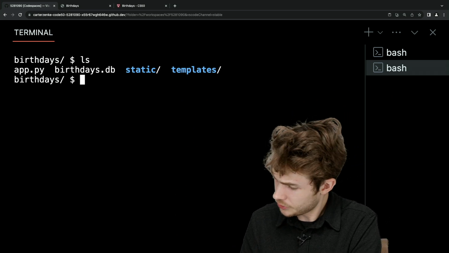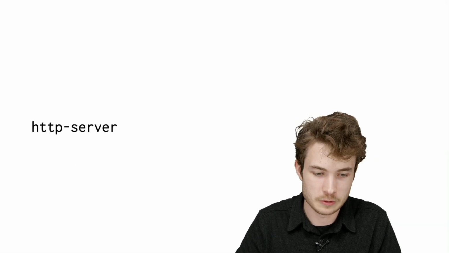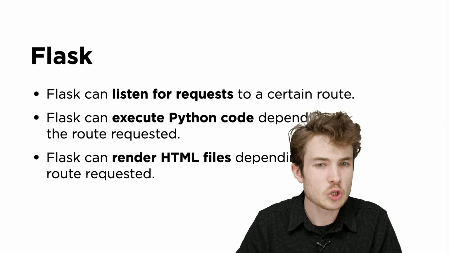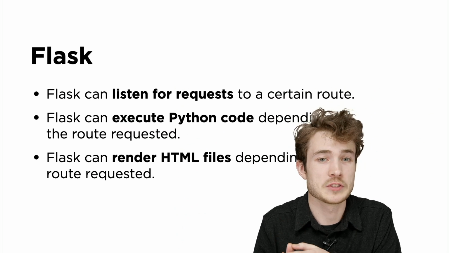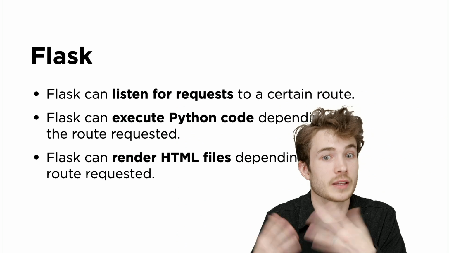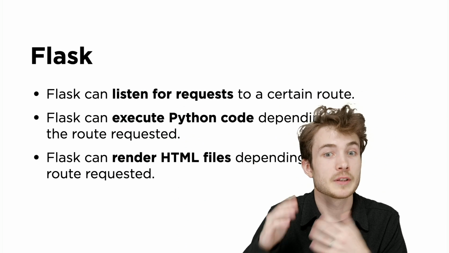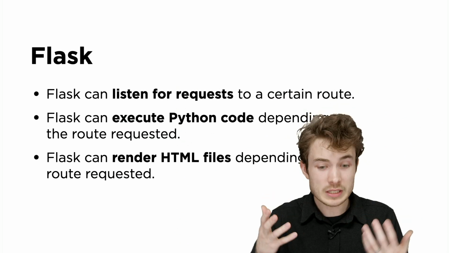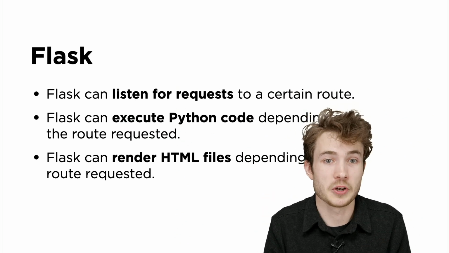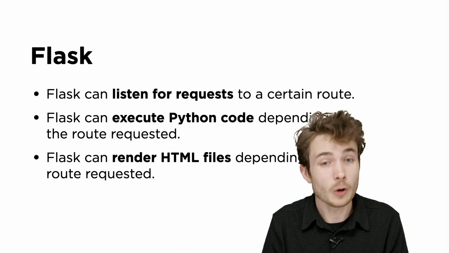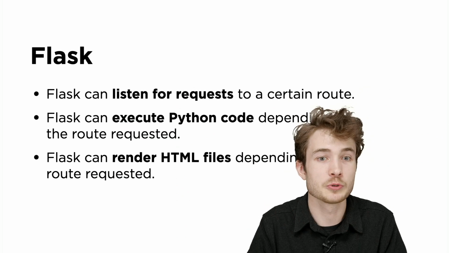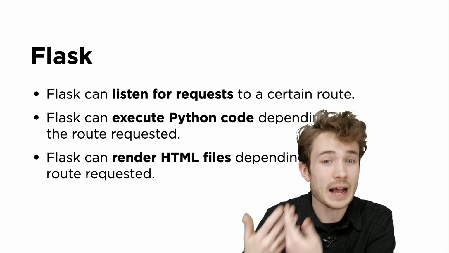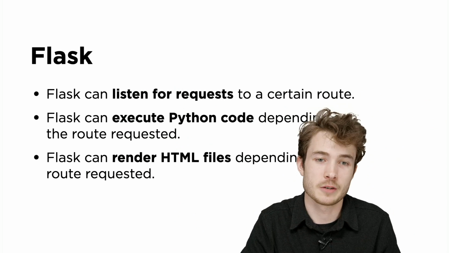All right. And just to formalize this a little bit, let me go to this slide here and show you what Flask can really do for us. So really, the reason you might use Flask is, again, to listen for requests to a certain route. That is what app.py is doing. Maybe a user goes to the / route. Then they should be sent some particular HTML file. Flask is what can do that for us. Importantly, though, it can also execute Python code depending on the route that gets requested. And it can also render HTML files depending on the route requested, which makes it very powerful because we're able to build up HTML files as the user requests them from our server.